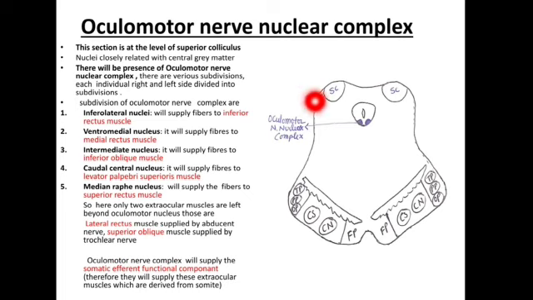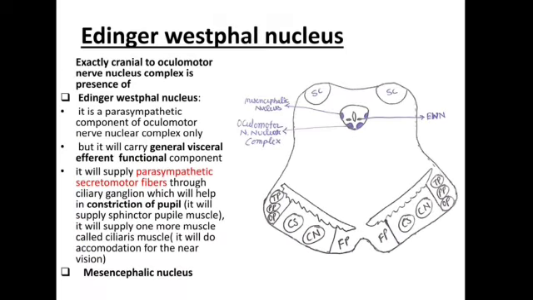So this oculomotor nerve nuclear complex lies in the anterior part of central gray matter. This complex is subdivided into 5 nuclei: inferolateral nucleus, ventromedial nucleus, intermediate nucleus, caudal central nucleus and median raphe nucleus. These are subdivisions of the oculomotor nerve complex.